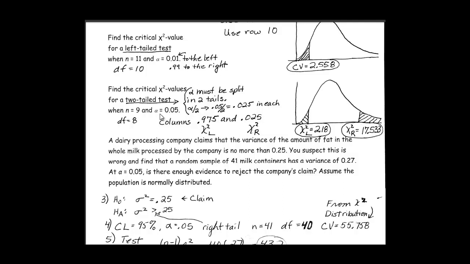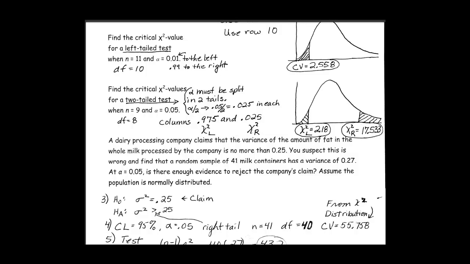when n is equal to 9 and our alpha is equal to 0.05. Now, for a two-tailed test, we need to remember that alpha must be split between the two tails. So we're going to have to take alpha divided by 2, which would be 0.05 divided by 2. So we're going to have 0.025 in each tail. So we'd be looking at the column 0.975 as well as the column 0.025. That would be our chi-squared left and our chi-squared right.